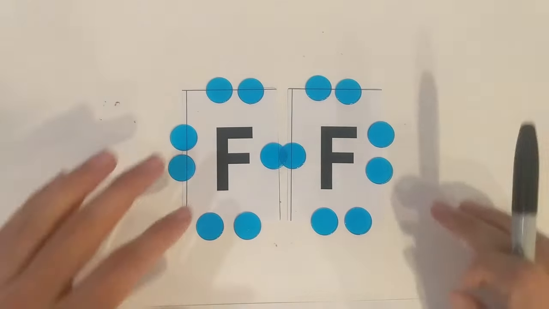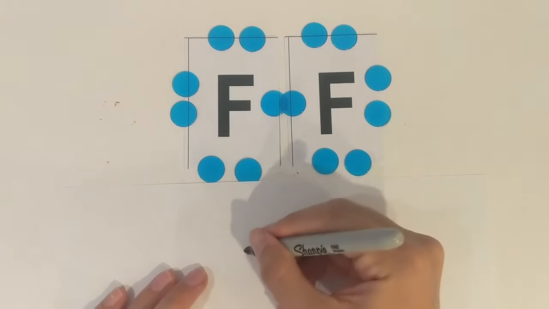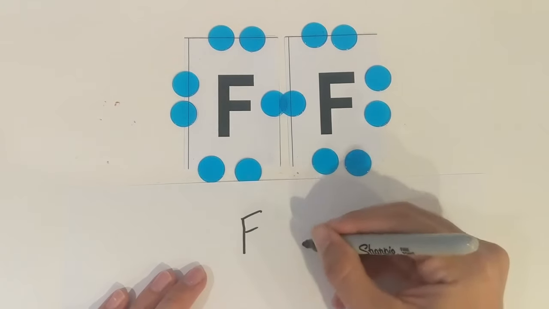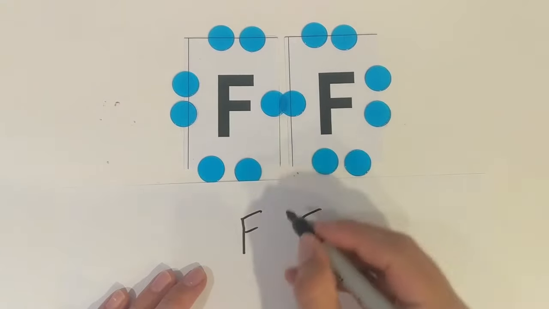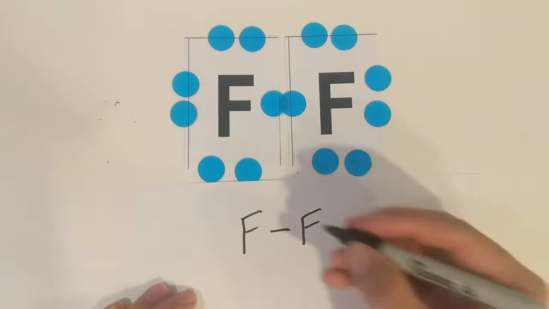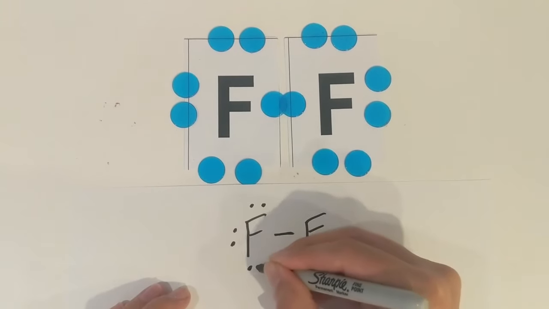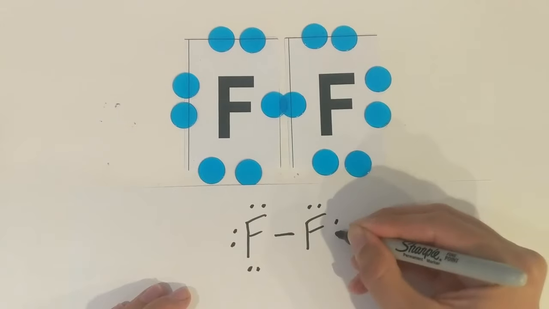Let's write it out how we would write it on paper. We would draw a single bond, just a line like that. And then you can draw your electrons on the edge.